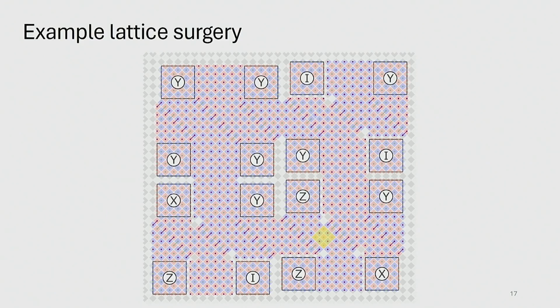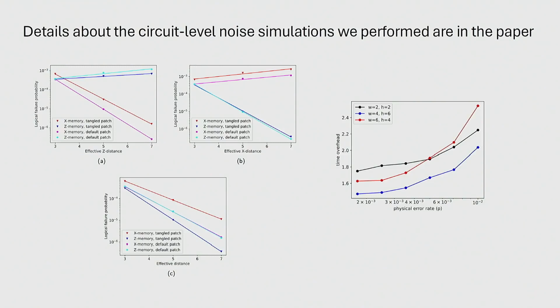This is an example, and it turns out it's fault tolerant, so the effective distance of this merged patch is always at least d-1, given that the logical qubits have distance d. And this is under circuit level noise. So we performed some circuit level noise simulations with Stim. The details are in the paper.